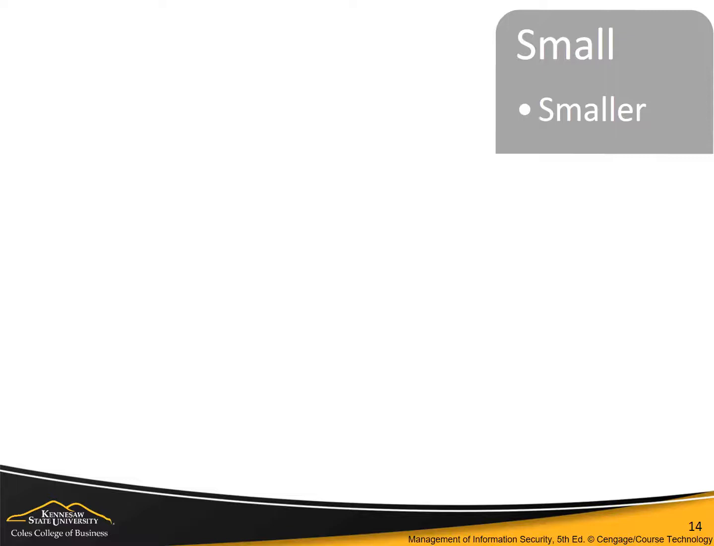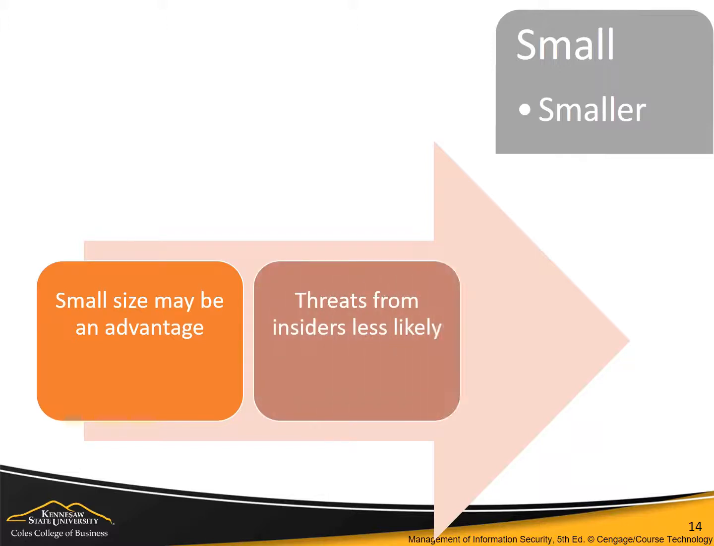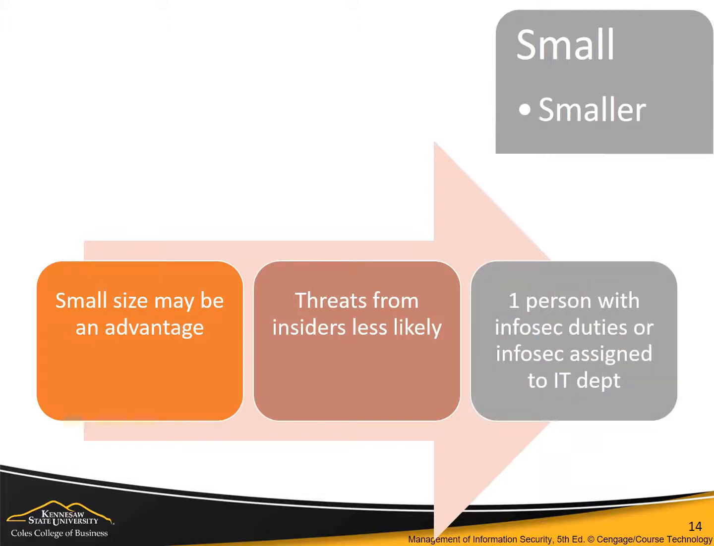Some feel that small organizations avoid some threats precisely because of their small size. Threats from insiders are less likely in an environment where every employee knows every other employee. In general, the less anonymity an employee has, the less likely he or she feels able to get away with abuse or misuse of company assets.